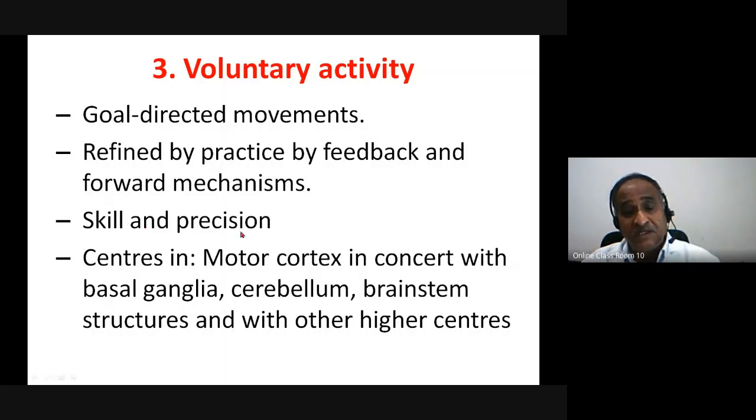Once you start doing, then the skill and precision comes. You do it with precision. You do it with perfection. So that is how the voluntary activity develops. That refinement also comes. In the beginning, when you were writing, you must have broken the tips of the pencils several times. Then finally, now you do it very smoothly. So that is the skill.